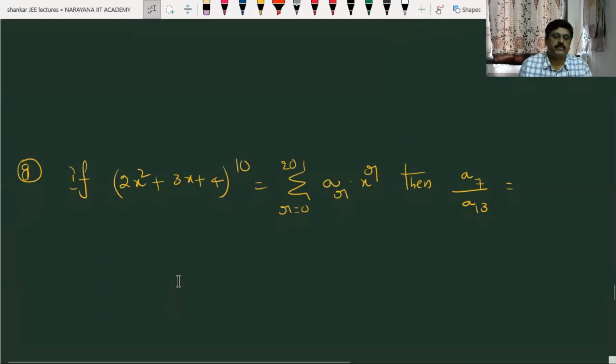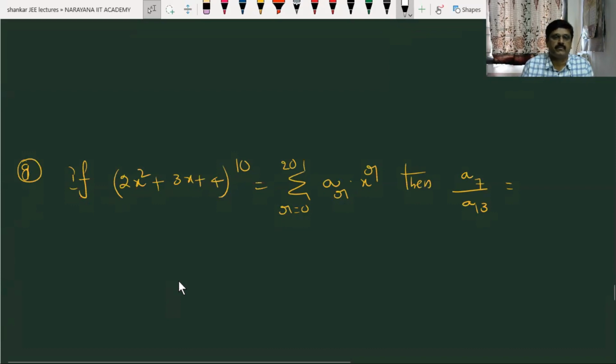Students, next problem. If (2x square plus 3x plus 4) whole power 10 is equal to sigma A r into x power r, where r runs from 0 to 20, then A7 upon A30. Students, this problem is basically a multinomial expansion related problem. Already I told you earlier also, multinomial expansion, how to crack this.